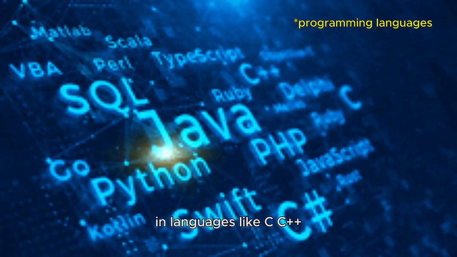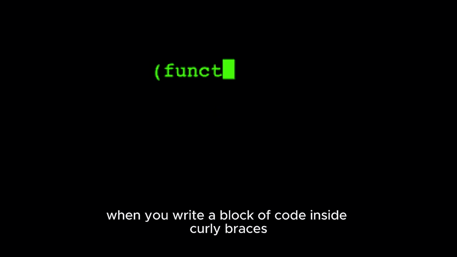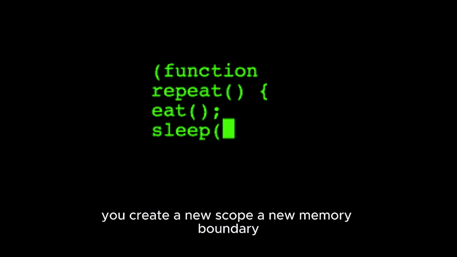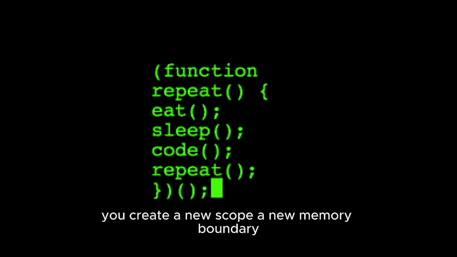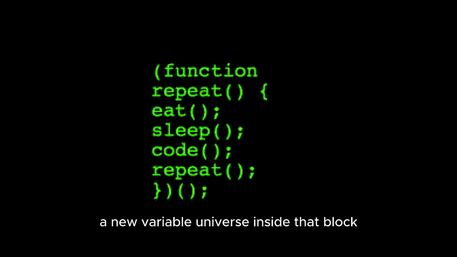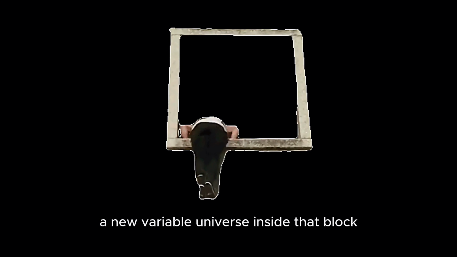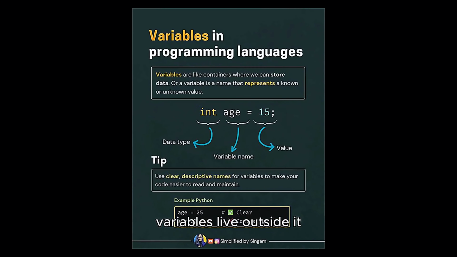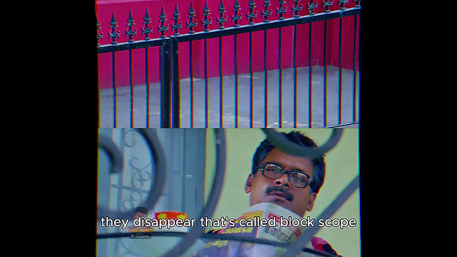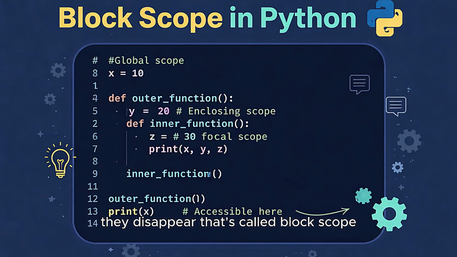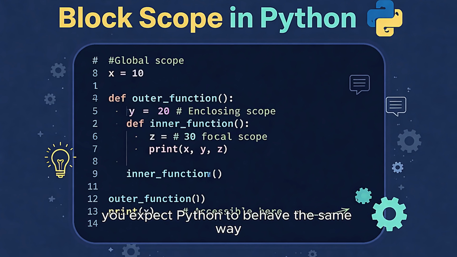In languages like C, C++, JavaScript, when you write a block of code inside curly braces, you create a new scope, a new memory boundary, a new variable universe. Inside that block, variables live. Outside it, they disappear. That's called block scope. And if you come from those languages, you expect Python to behave the same way.